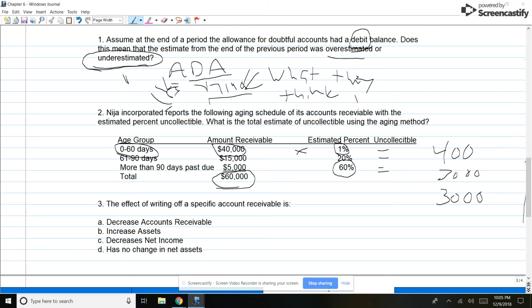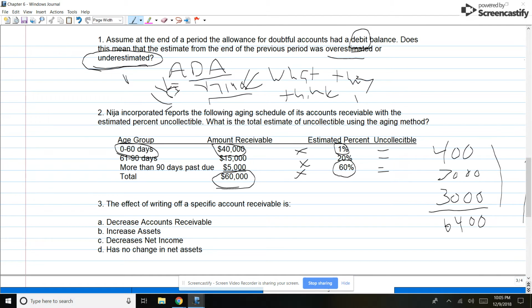Okay, welcome back. Where we were last time, we were figuring out the allowance for doubtful accounts using an aging method. We finished multiplying across, so the 40,000 multiplied by the 1%, the 15,000 multiplied by the 20%. We got these numbers, then you just add them up and you get 6,400, and that's what your allowance for doubtful accounts should be, the balance.